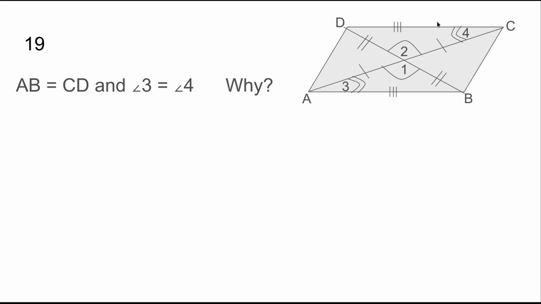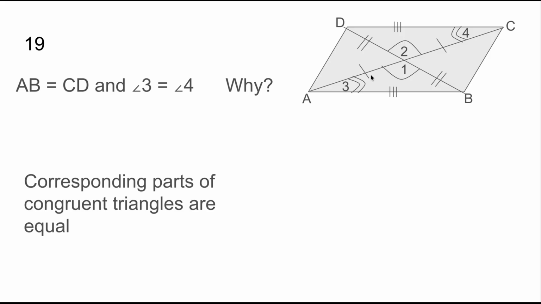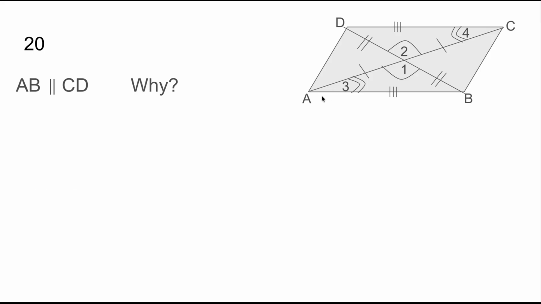Now, if we think about this as a parallel line, and this is a parallel line, and AC being our transversal, that would make 3 and 4 interior angles, and they are alternate interior angles, right? We also know that they are corresponding parts of congruent triangles. So we have triangles, and they are congruent parts. AB is parallel to CD. AB and CD, they are parallel.